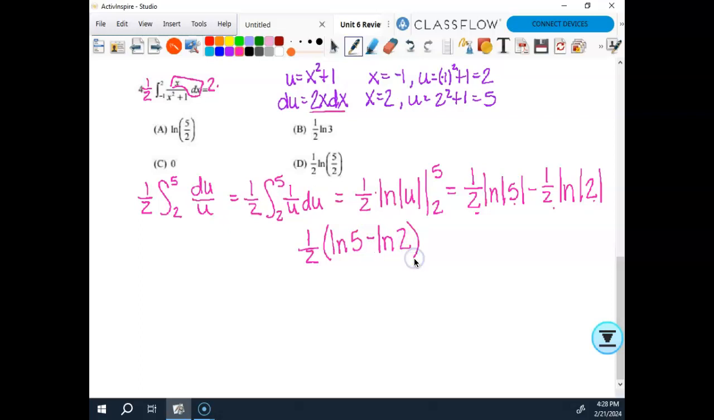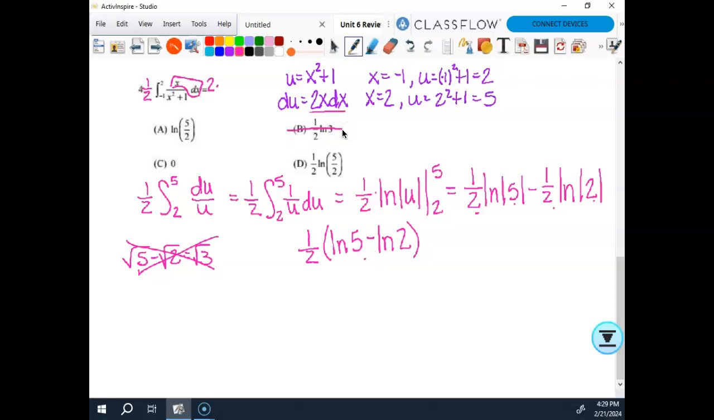Now, then we have to know a log property. But let's just use a little bit of logic here as well. We know, or at least you should know, that the natural log of 5 minus the natural log of 2 is not the natural log of 3. That's like saying the square root of 5 minus the square root of 2 equals the square root of 3. We know that makes no sense. So this here is not going to give me the natural log of 3, so my answer is not B.